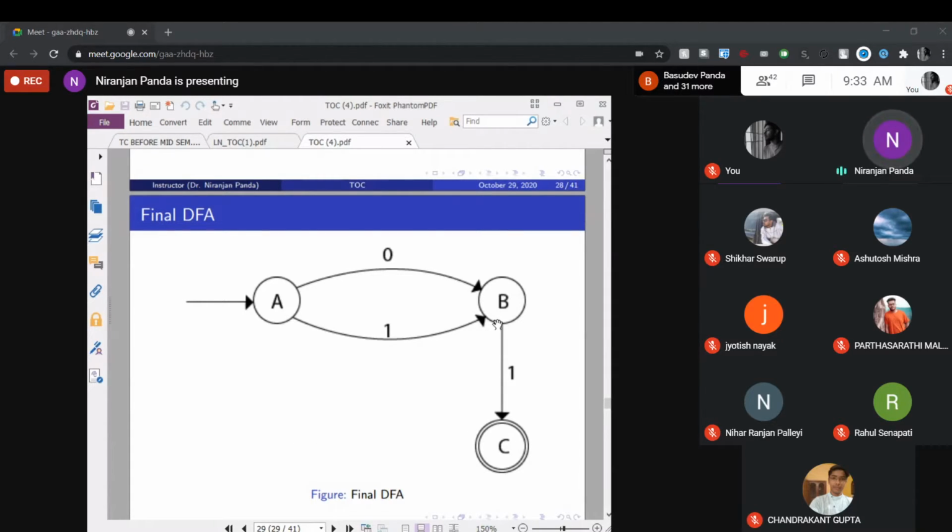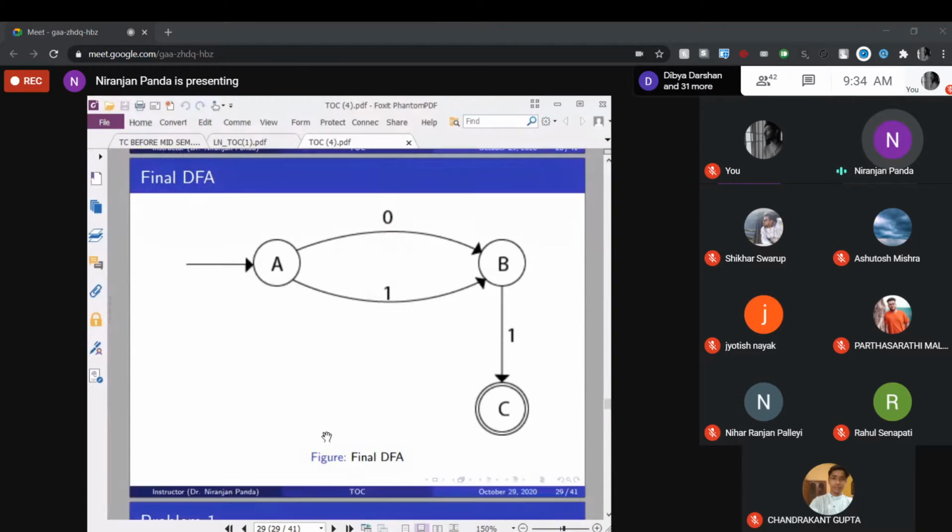From C with 0, 1, I can go to a dummy, that is the same dummy state D you can design. You can move a transition B with a 0, C with 0, 1. And dummy with a 0, 1, it is staying in the dummy. And the final DFA, I have designed this one is the final DFA. Any doubt from your side?